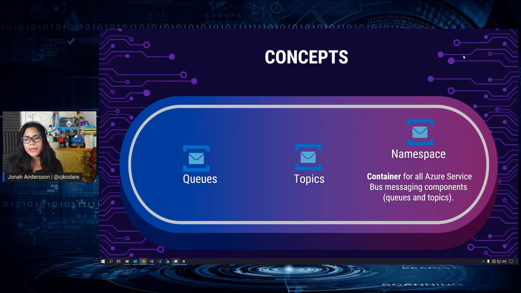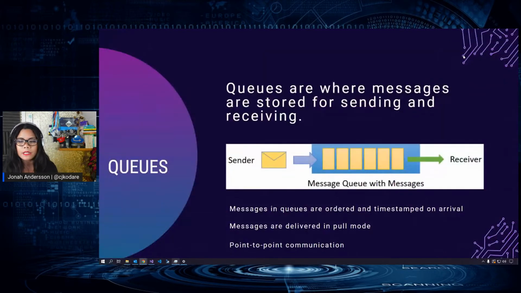The namespace is the container of these two components, which is important because that's where you get your Service Bus connection string that will allow your applications to talk to the queues and topics you created through this namespace. It's where you put all the several types of queues and topics that you have.